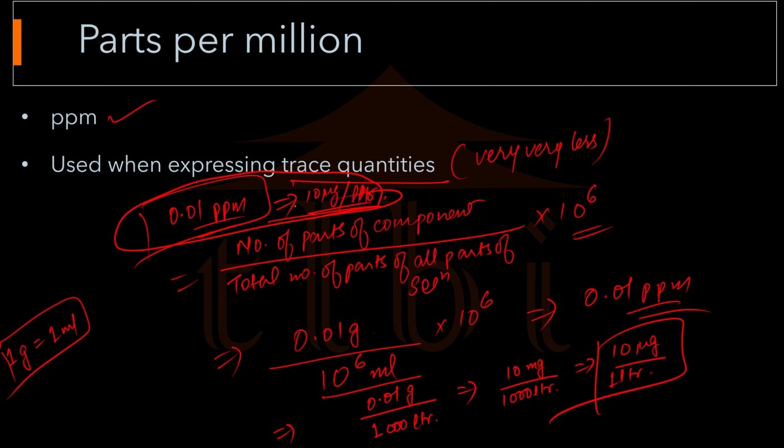So that's the conversion, if you have to convert 0.01 ppm to micrograms per liter.